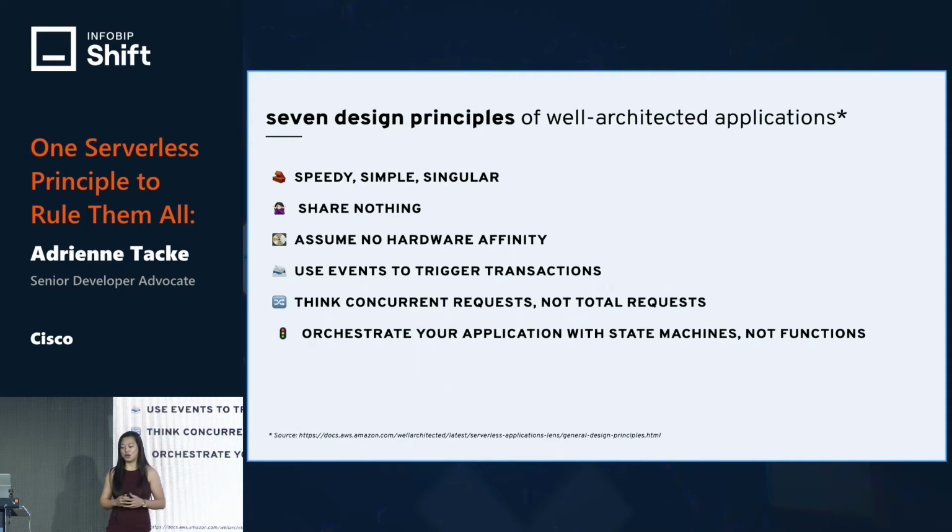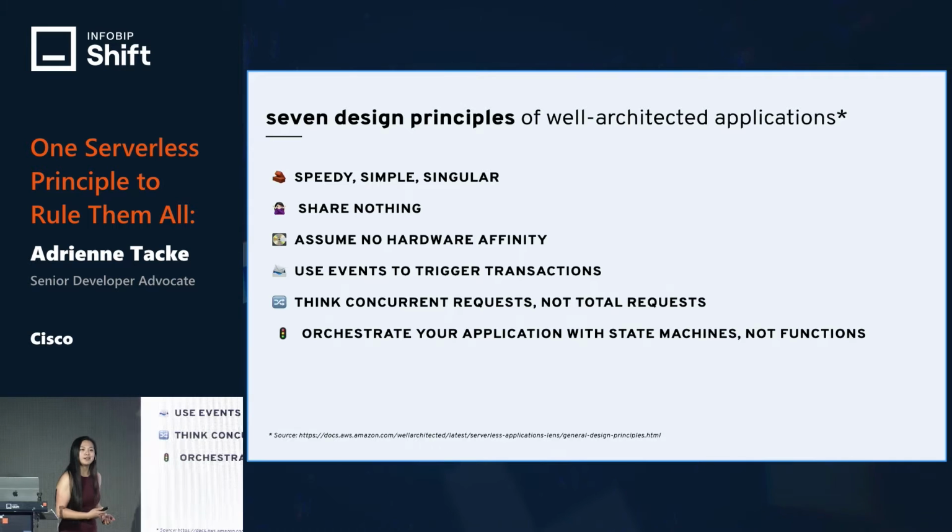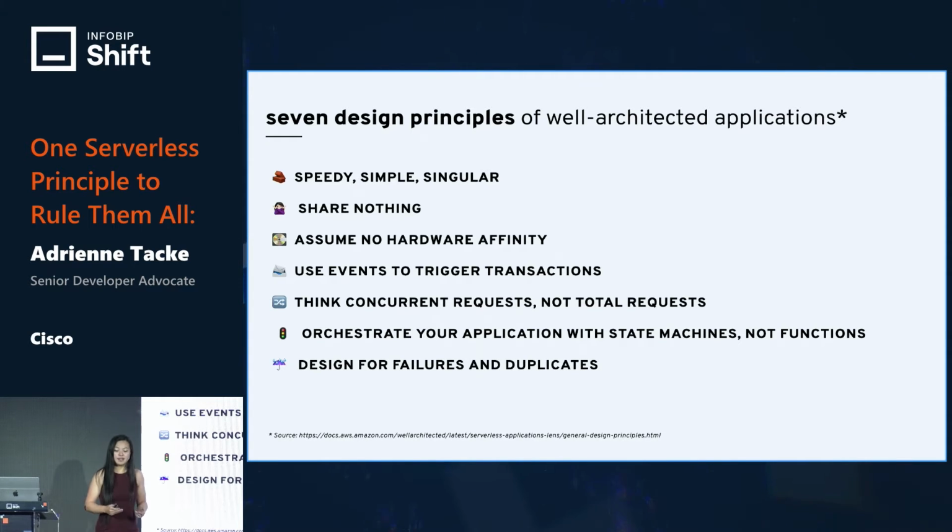You'll want to orchestrate your application with state machines, not functions. So again, when we start building more complex serverless applications, a common smell that you see is you start invoking functions from other functions, and that's never something that you want to do. If it ever gets that complex, you'll want to use something that is actually built for that, something like AWS step functions or Azure's durable functions, which is a library that provides the state management for you and a way to deterministically orchestrate your functions. And finally, the last design principle is designing for failures and duplicates.